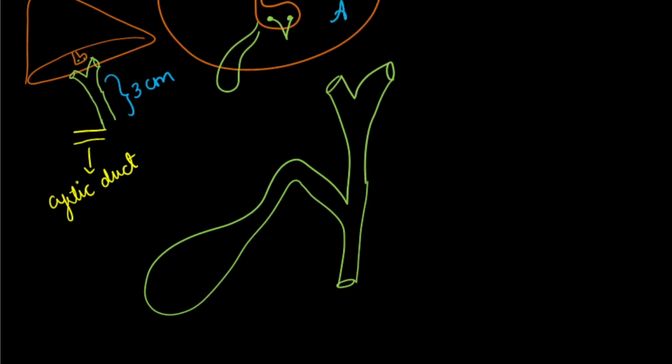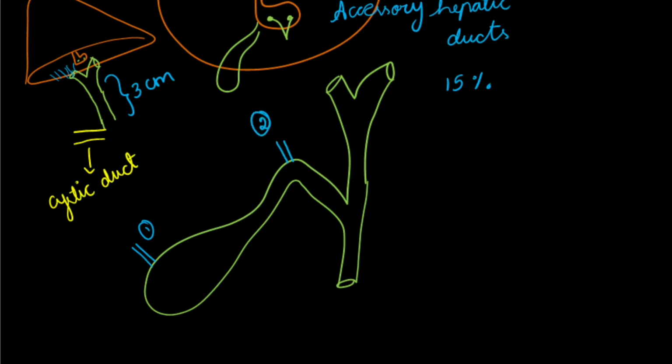So here we must discuss the accessory hepatic ducts. We can see these accessory hepatic ducts in around 15% of the population. And this accessory hepatic duct mainly arises from the right lobe of the liver, and it opens in 4 different areas. One is directly into the gallbladder, and the second, the accessory hepatic ducts open directly into the cystic duct here, and it may open directly into the common hepatic duct, you can see, and it may open directly into the bile duct. So these are the 4 areas where we can see the opening of accessory hepatic ducts.